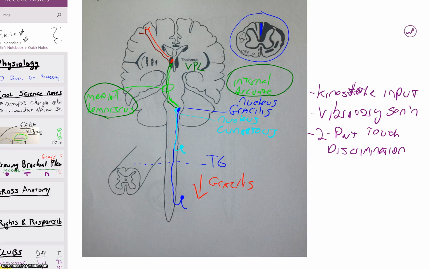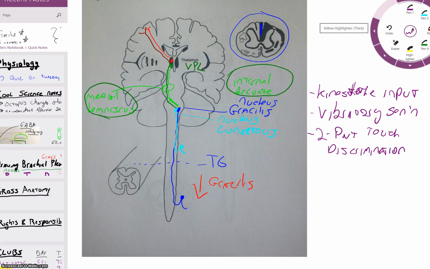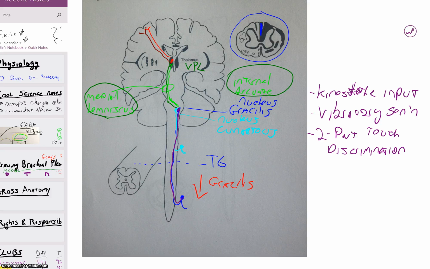Another thing I should point out in here, the Gracilis, the tract, what is considered the tract is the first one, this first branch here, the first neuron. That's the tract of the Gracilis. Same thing for the cuneatus. The first neuron is considered the tract. The whole thing, start to finish, is a pathway. And that's those two very simple tracts or pathways that deal with sensory information.